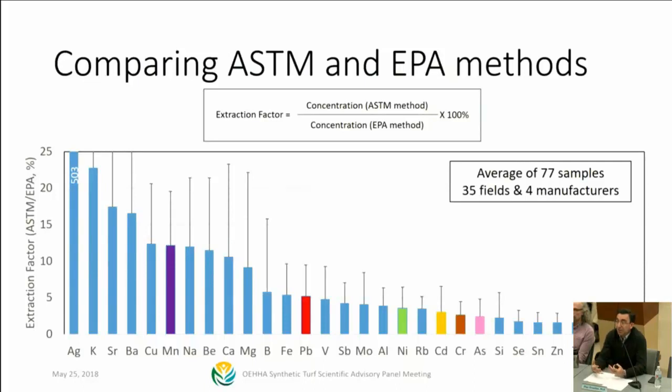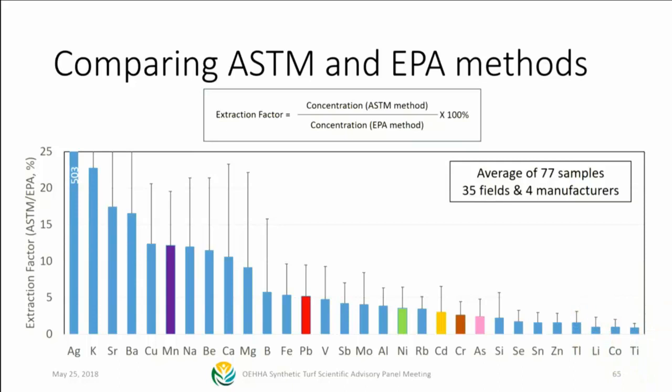Now, when we start comparing between the methods, the first thing we could do is take a ratio of the concentrations. In all cases, we saw that the ASTM method provided a lower concentration than the EPA method, but for the majority or almost all of the analytes of concern, I would say the ratio is about 5% or lower, which means the ASTM method extracts a much smaller fraction of those elements.